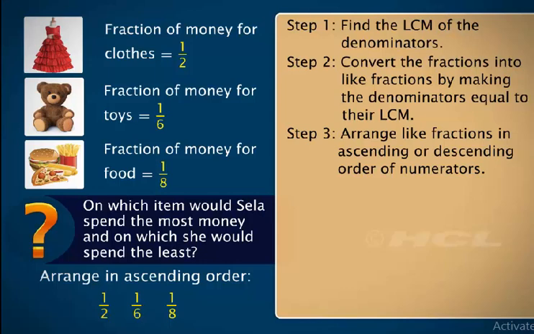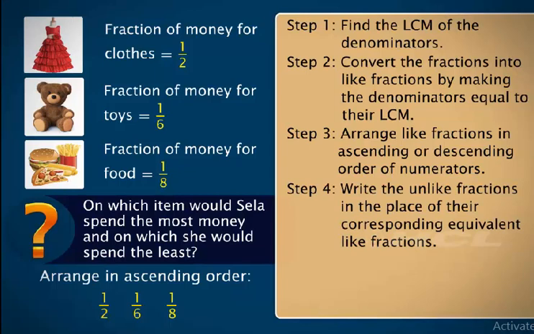Let's first arrange them in the ascending order. 3 is less than 4, which is less than 12. So, the like fractions in the ascending order are 3/24 is less than 4/24 is less than 12/24. Next, we write the unlike fractions in place of their corresponding equivalent like fractions. So 1/8 is less than 1/6, which is less than 1/2.